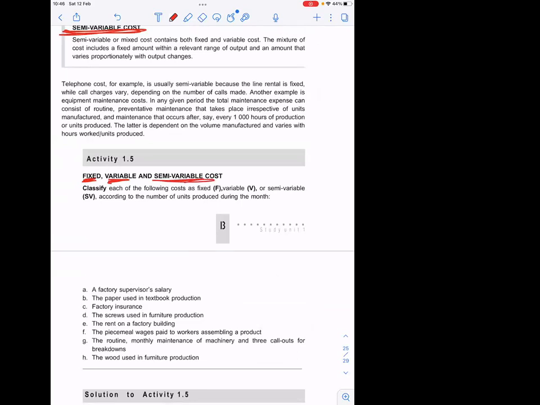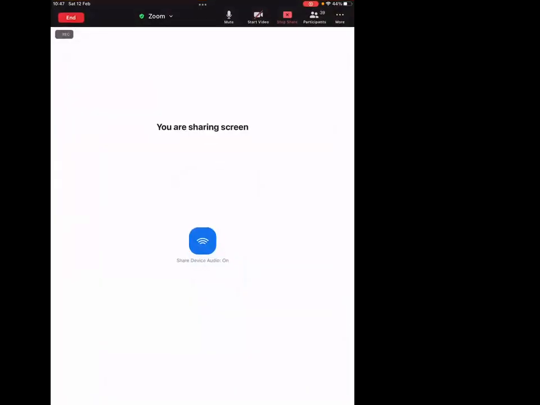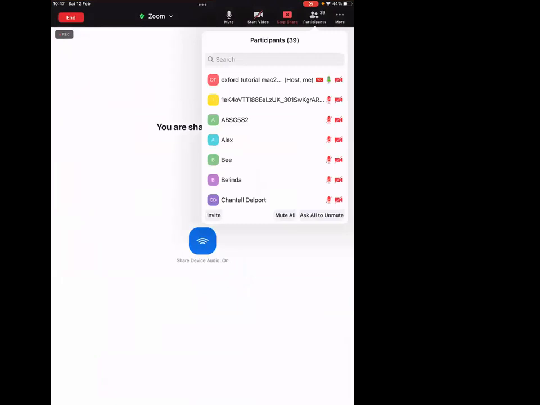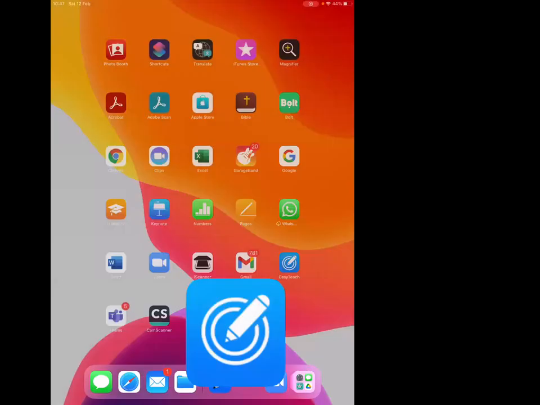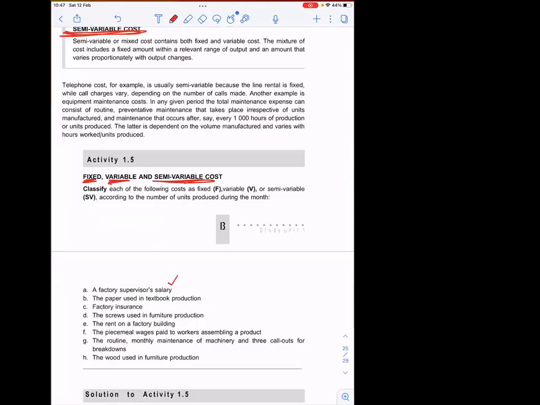Classify each of the costs as fixed (F), variable (V), or semi-variable (SV), according to the number of units produced during the month. So now, this classification we tie to the number of units that are produced. Number one, a factory supervisor's salary. Will it respond to the number of units produced? No, hence it is fixed. The supervisor is not paid per unit produced. He receives a fixed salary.